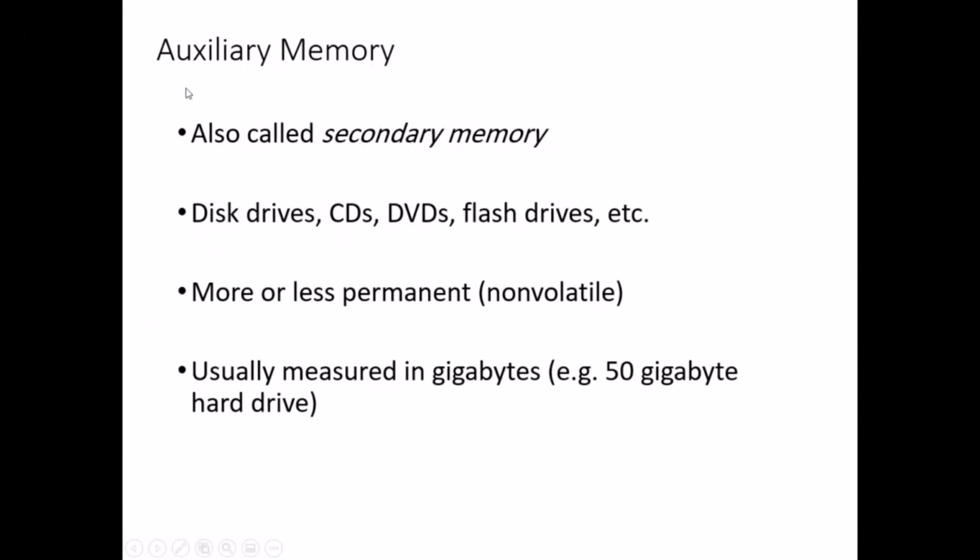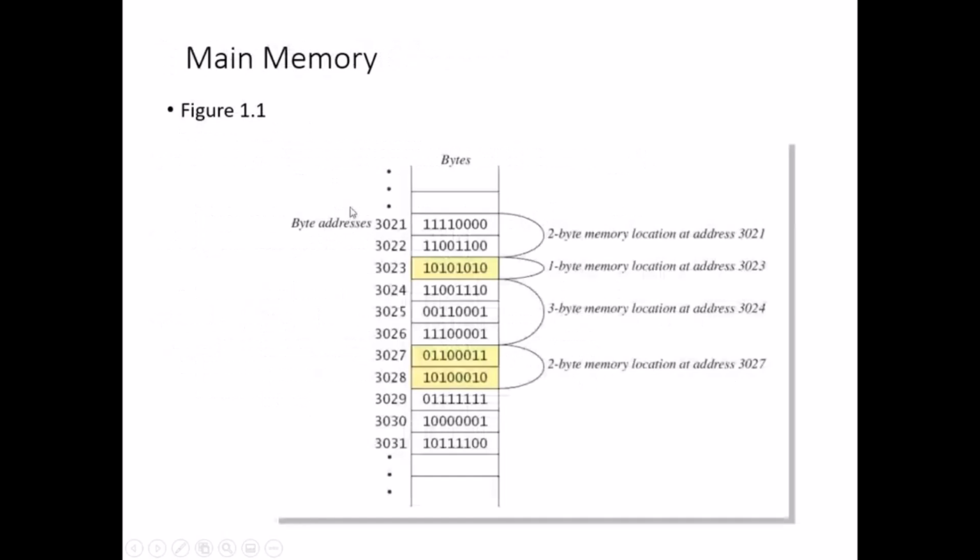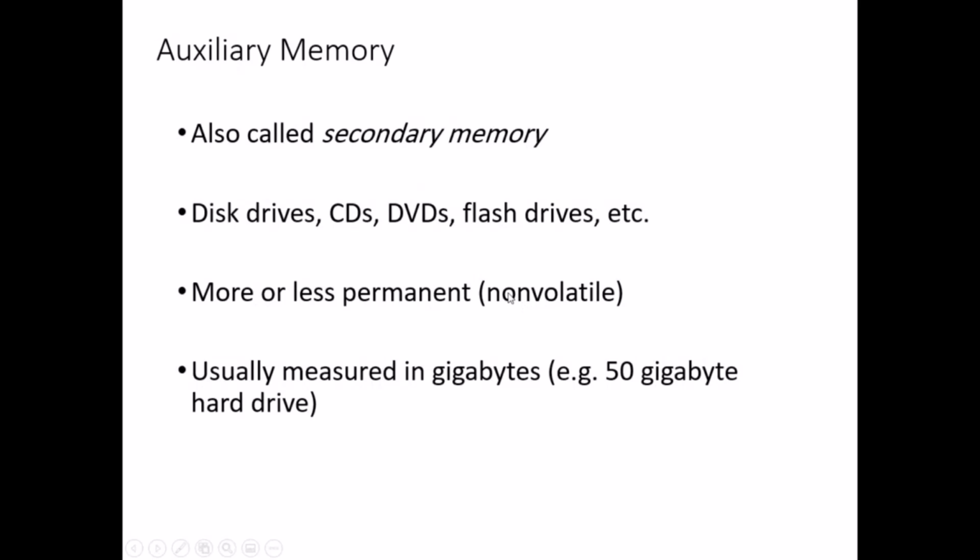Let us finish first the types of auxiliary memory, and then we will explain what a byte is. Auxiliary memory means secondary memory. Types of secondary memory: CDs, DVDs, flash drives, and usually they are non-volatile.